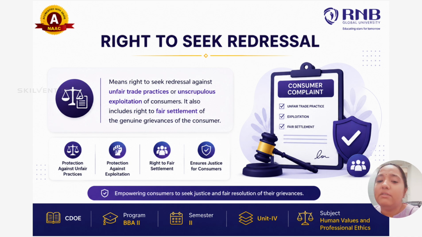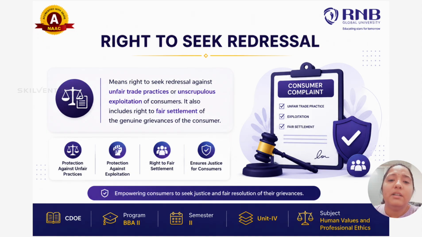So this right is very important because it protects the consumer from being helpless in the market, and it gives them confidence that if something goes wrong, there is a proper system to support them.